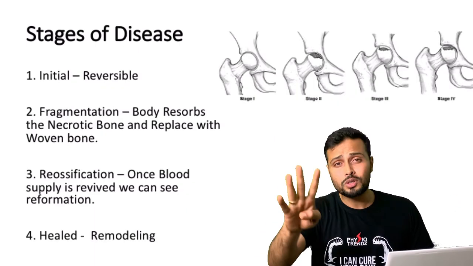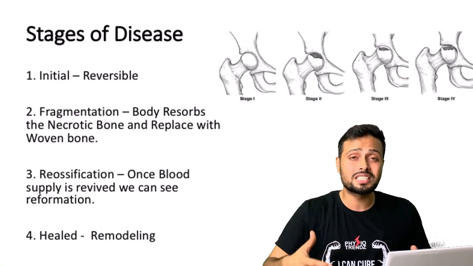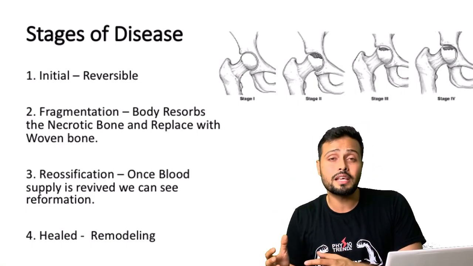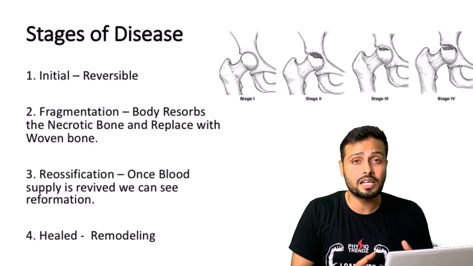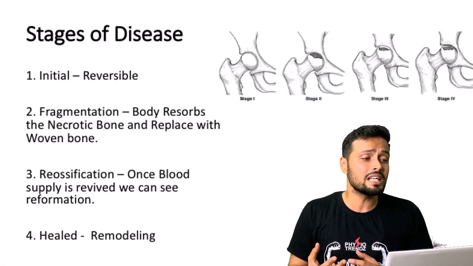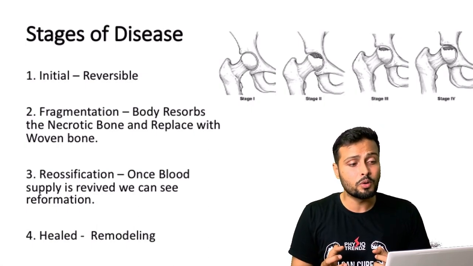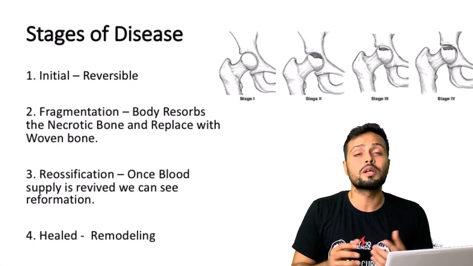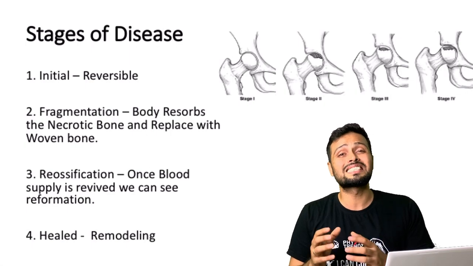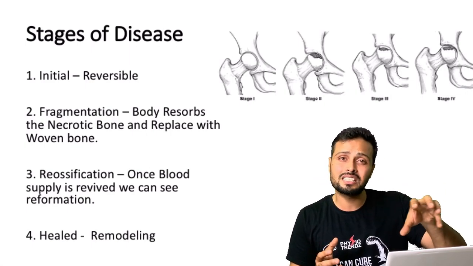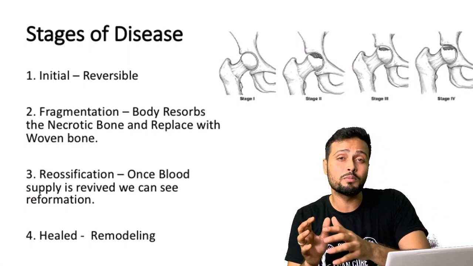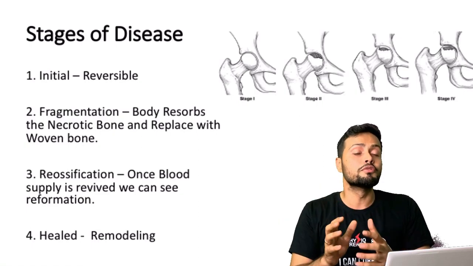There are mainly 4 stages. Stage 1 is the initial stage, which is basically reversible if we can get the blood flow back to the particular area of the bone. Second one is fragmentation, in which the body resorbs the necrotic bone and replaces it with woven bone. So basically here the death of the tissue starts, and because of that the actual bone is getting replaced by the woven bone.